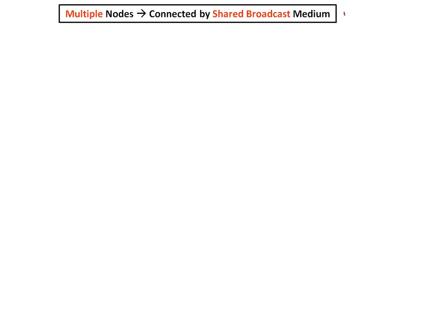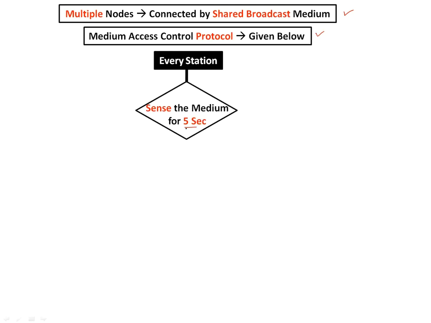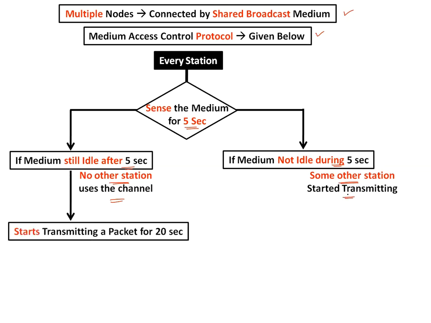Multiple nodes are connected by using a shared broadcast medium, that is, a common medium. For the medium access control protocol, they mentioned a different protocol. What is that? Every station will sense the medium for 5 seconds. Whichever station wants to speak must sense the medium for 5 seconds. Two things may happen: it is still idle after 5 seconds, or it is not idle. If still idle after 5 seconds, that means no other station uses the channel. If no other station speaks, then I'll start transmitting a packet for 20 seconds.